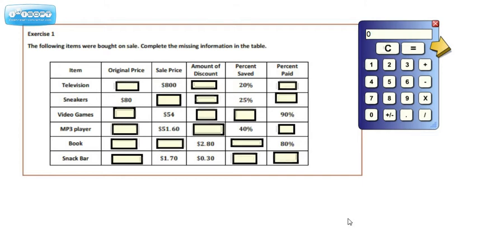This can be found on Engage New York. We're looking at Exercise 1. The following items were bought on sale. Complete the missing information in the table.